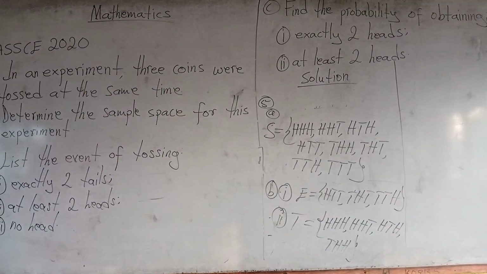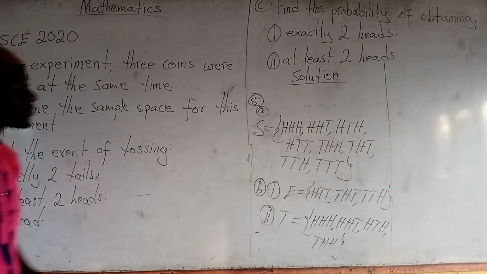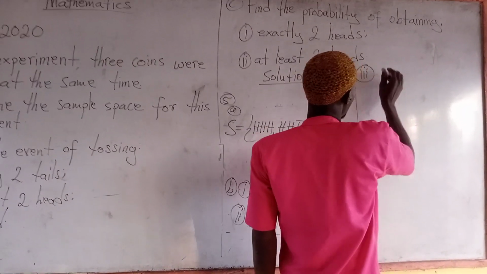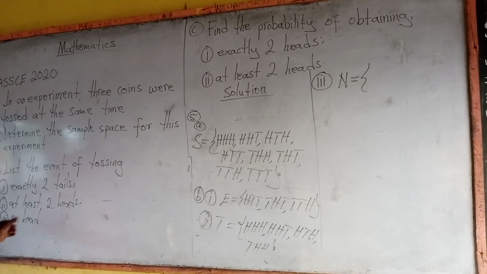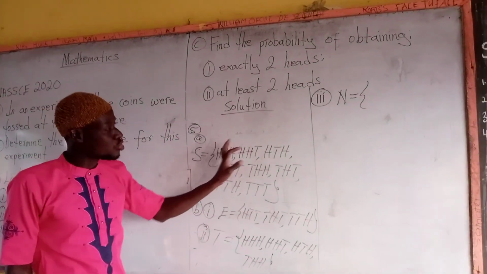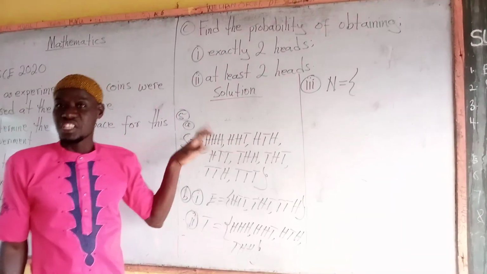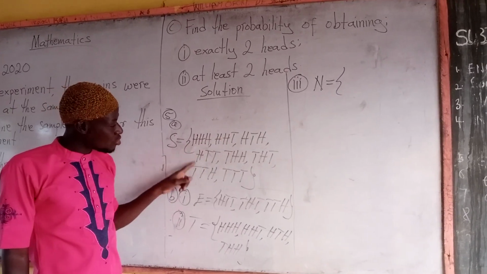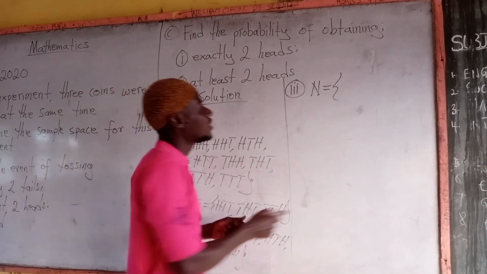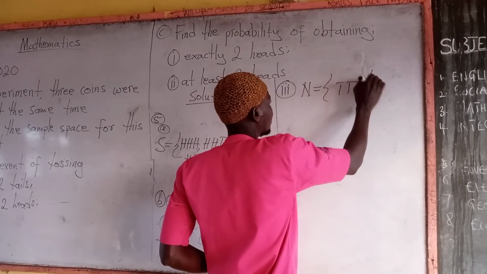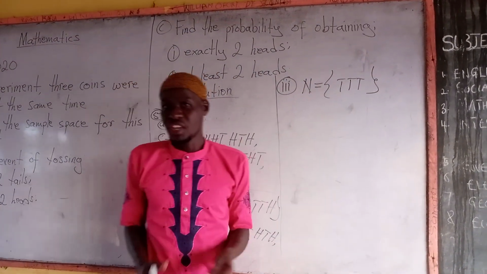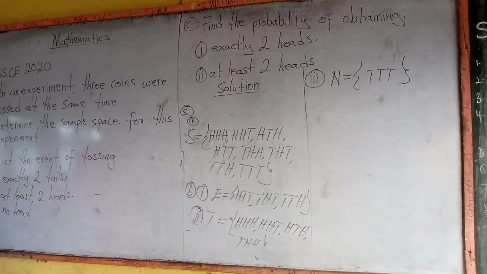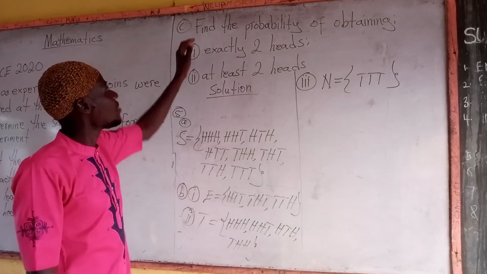Now move on. Roman numeral 3, no heads. Event for tossing no head. So look through the sample points that don't contain any head. If you look through, you will realize that this point here, tail, tail, tail, is the only sample point that represents the event of tossing no head. So we are done with B. Now let's come to C.